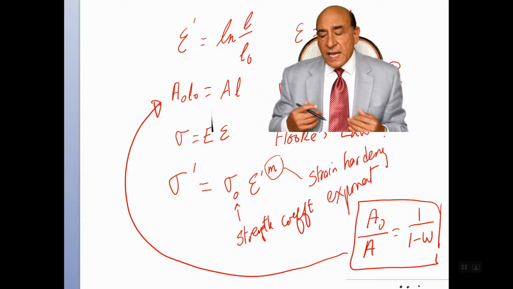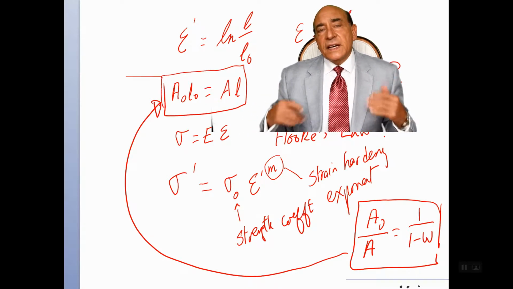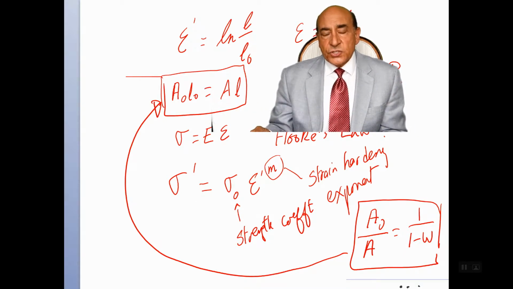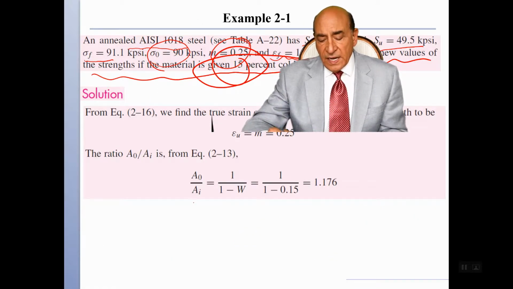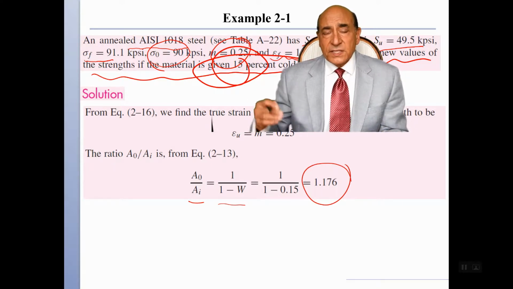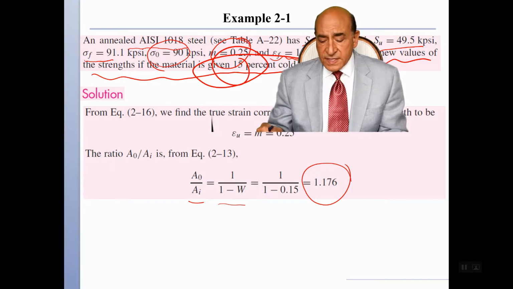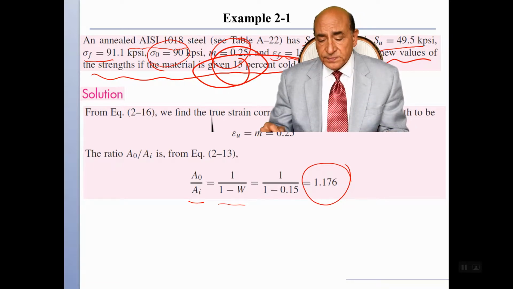So once we have a reduction in area of 15%, we can calculate the new area, and then that gives us an ability to determine the length from the volume conservation and hence the strain. So in this case, A0 over Ai is 1 over 1 minus W, and plugging in 15% for W, we get A0 is larger than Ai, is 1.1676 of Ai. So this is the first example that we have here.